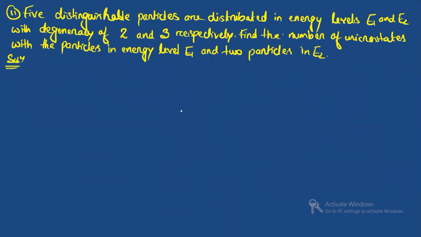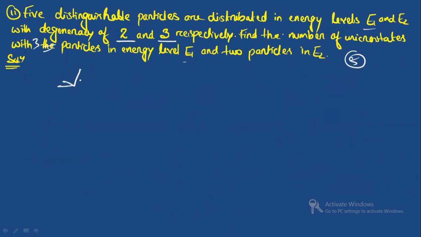Okay. Now next, let's see. 5 indistinguishable particles are there. And they are distributed in energy levels E1 and E2, whose degeneracy is 2 and 3 respectively. Find the number of microstates with 3 particles in energy level E1 and 2 particles in E2. Okay. With 3 particles. So in the question, you are having 5 distinguishable particles, and they are distributed in the energy levels E1 and E2.